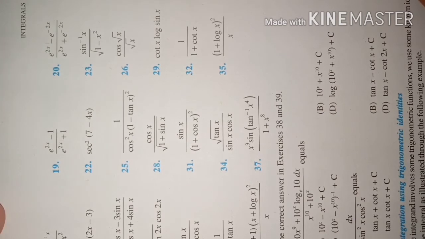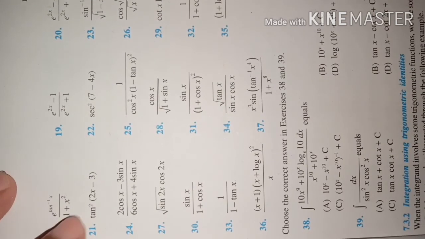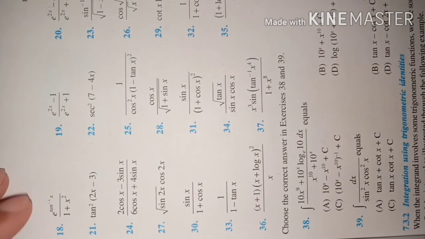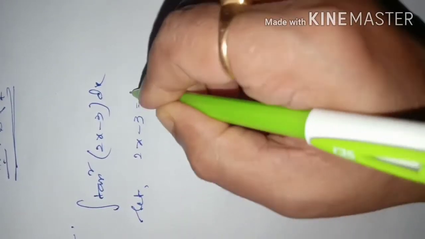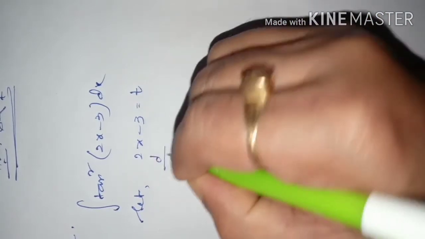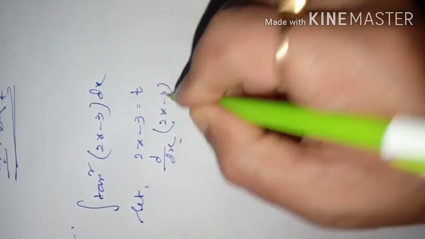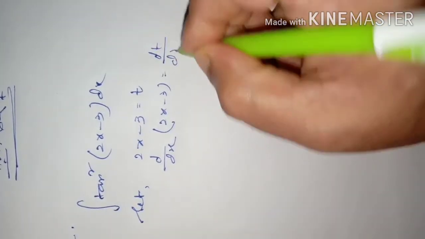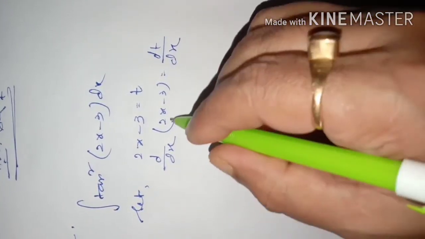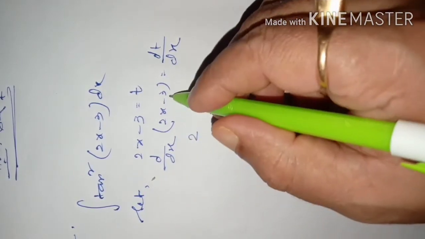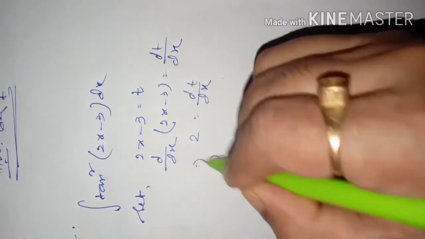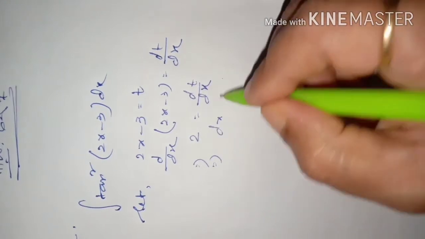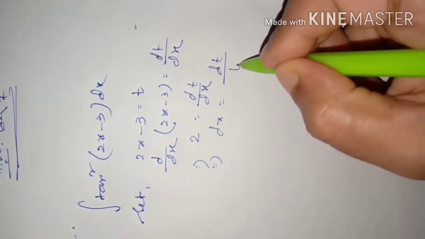Let us go to question number 21. 21 is what? tan square of 2x minus 3, no? Suppose we consider 2x minus 3 is equal to t, then d by dx of 2x minus 3 will be equal to dt by dx. Then it will be 2, because the constant is 0, so it will be equal to dt by dx. Then dx comes here, suppose, then dx is equal to, 2 goes there, dt by 2.